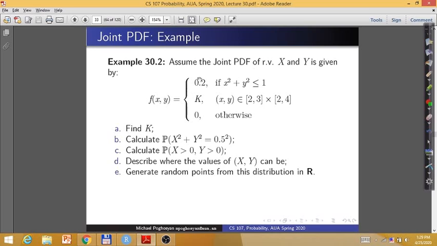So it is equal to 0.2 in the unit disk. It is some K in this rectangle and 0 otherwise. So the problem is to generate random points from this distribution in R. So we need to have the value of K to be able to do that. But first I want to talk a little bit about the method.